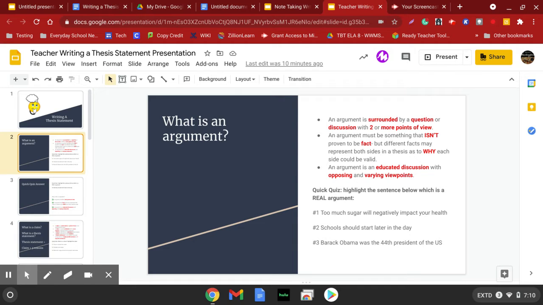When you are writing a thesis statement, there has to be some type of argument, where you can say you agree with something or you disagree with something. So an argument is surrounded by a question or discussion with two or more viewpoints. So there has to be two choices. It's not a straight answer.